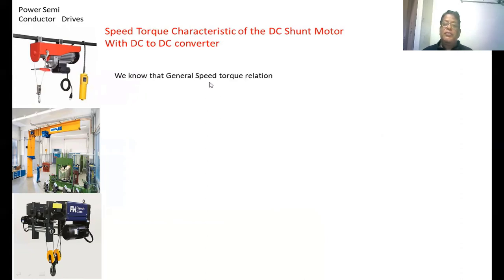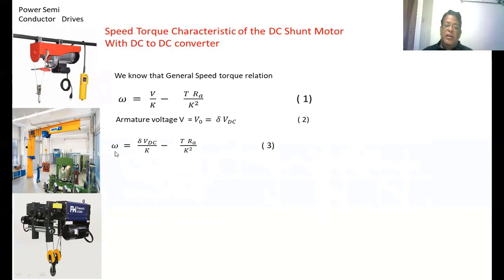We know the general expression for the speed torque relation, that is W equal to V by K minus T RA by K square for the shunt motor. This voltage is nothing but the armature voltage. This voltage is given by the DC converter. Already we know the expression for this: V naught equal to delta into VDC. So in place of V, you substitute delta VDC. Then we get the speed equal to delta VDC by K minus T into RA by K square.